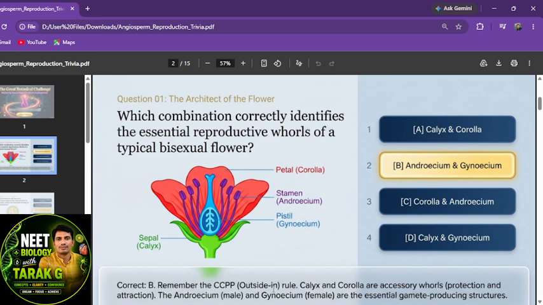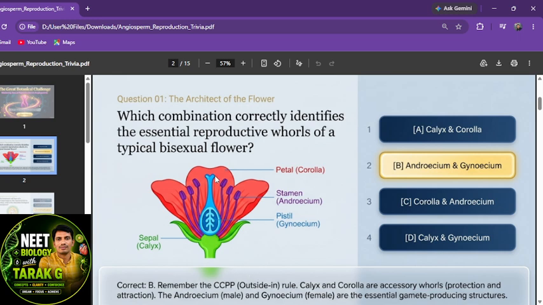The explanation: you should remember it easily as CCPP from outside to inside. Double C, double P, you can use it as C square or P square. Outside to inside, that's the rule. Calyx and corolla are the accessory, means additional, whorls. Androecium is the male and gynoecium is the female, and they are the essential parts that produce the gametes. That's why the answer is androecium and gynoecium, right?